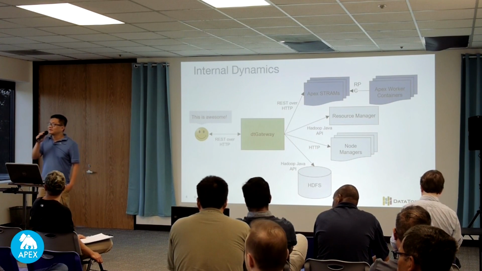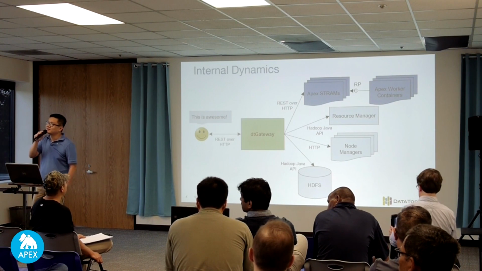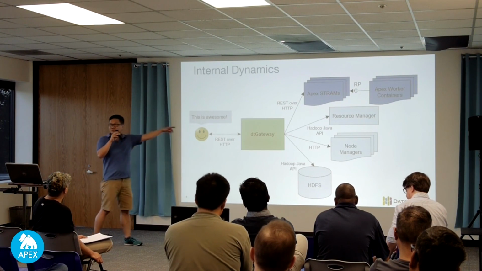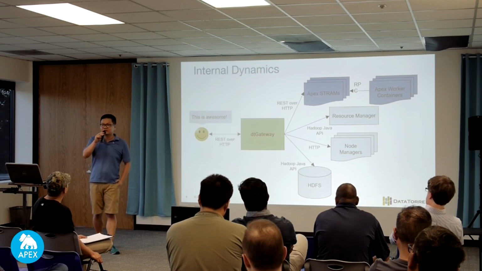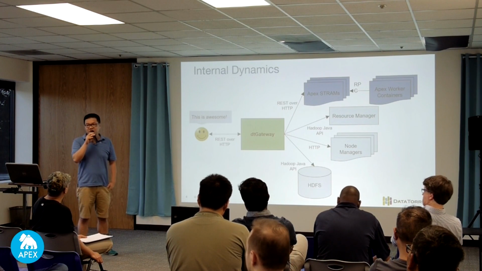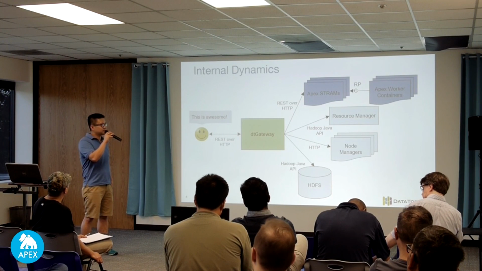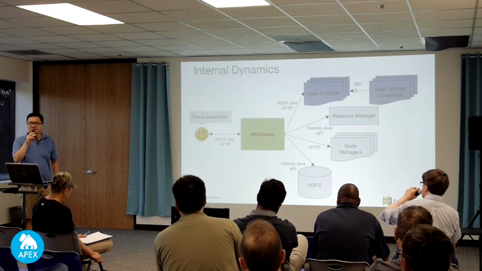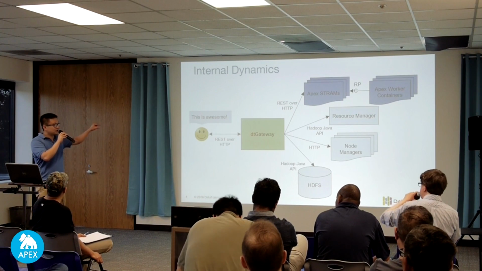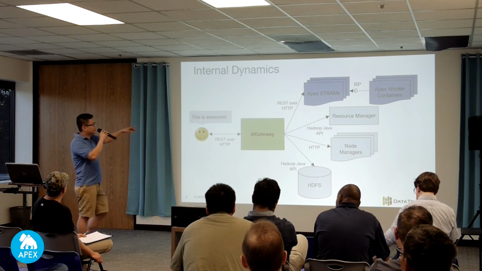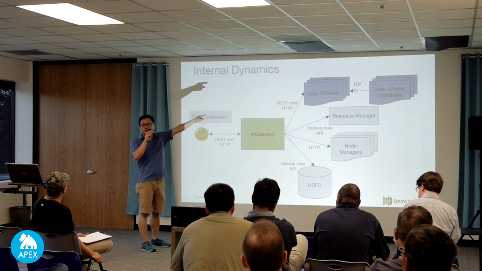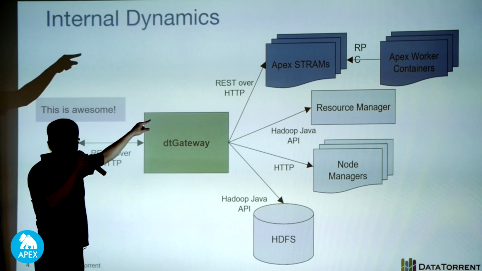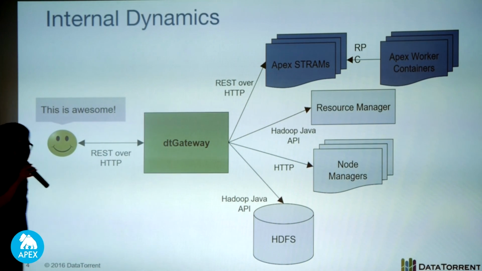How does the gateway find out where the Apex applications are running in the cluster? Oh, this is actually from the resource manager. The resource manager gives you the list of applications that are running, the list of Apex applications that are running, and that's how you get the list of Apex applications in the first place. From each Apex application's detail, you can get the information of the Apex Stram. So that's how you issue the REST API call to the Apex Stram.